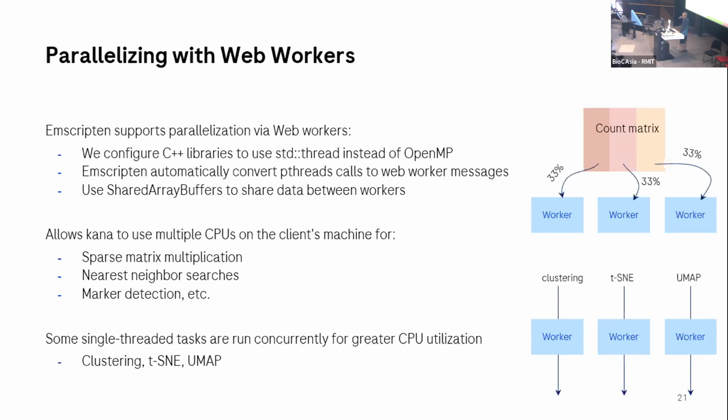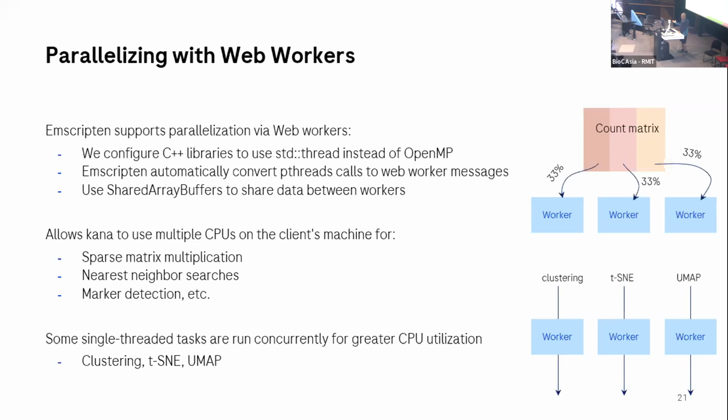And that's really nice because it allows Kana to use multiple CPUs on the client machine for doing various things. So for example, if we have a count matrix that we want to process, each worker works on a different chunk of the matrix, and then we can get everything done quickly. So we do this for the sparse matrix multiplication. So we chunk across rows or columns depending on which side we're multiplying from.